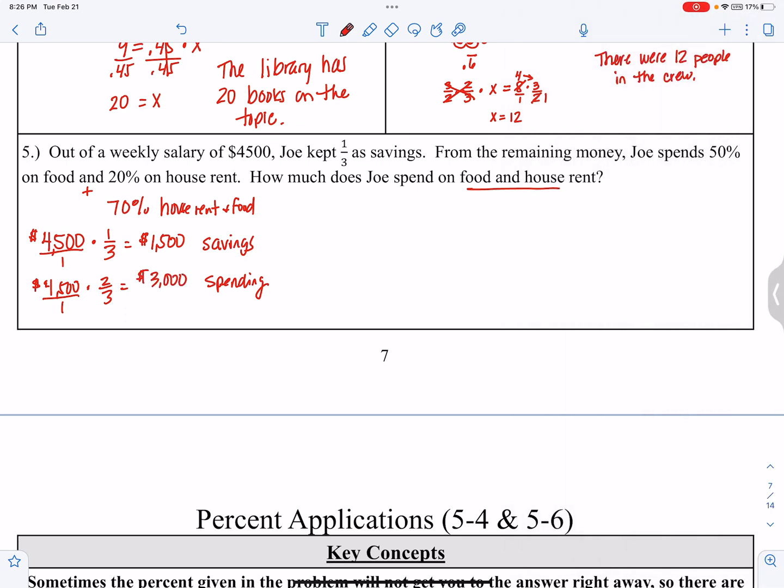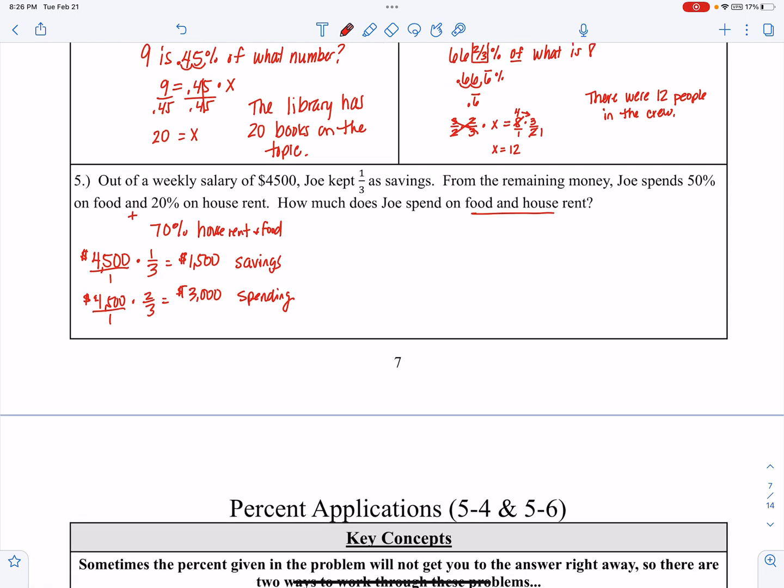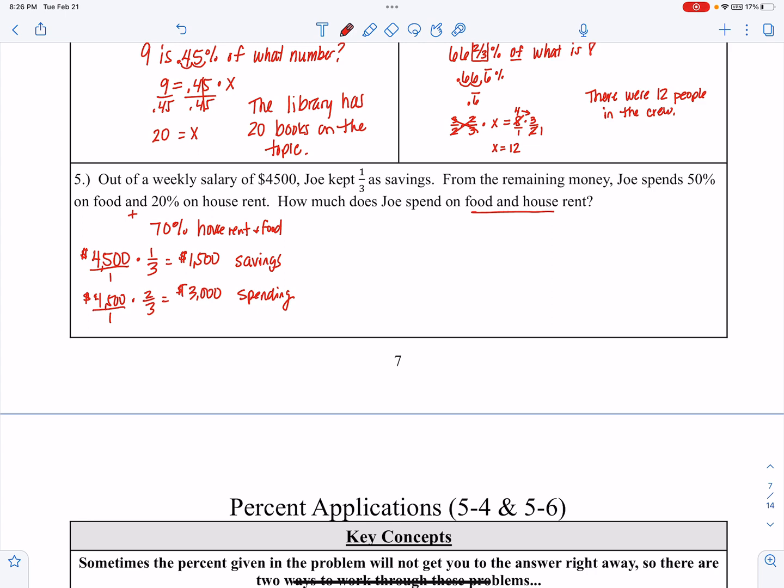So now that we know that, let's think about what our question is. It says he spends 70% on house rent and food, okay? And so really our question is, what is 70% of that spending amount, okay? So what is 70% of $3,000, okay?